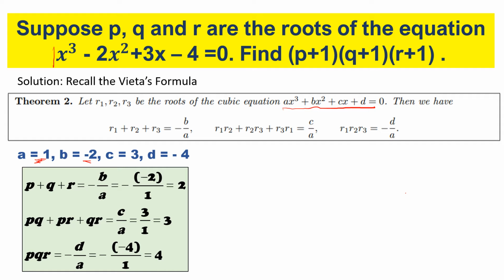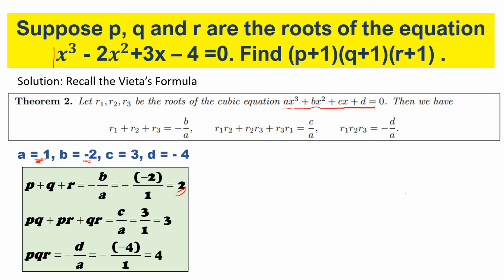Since the sum of the three roots is represented by negative b over a, and P, Q, R are the roots of the given equation, the sum is negative b over a. So we have negative times negative 2 over 1, and that is a double negative, which is positive. So 2 over 1, that is 2.